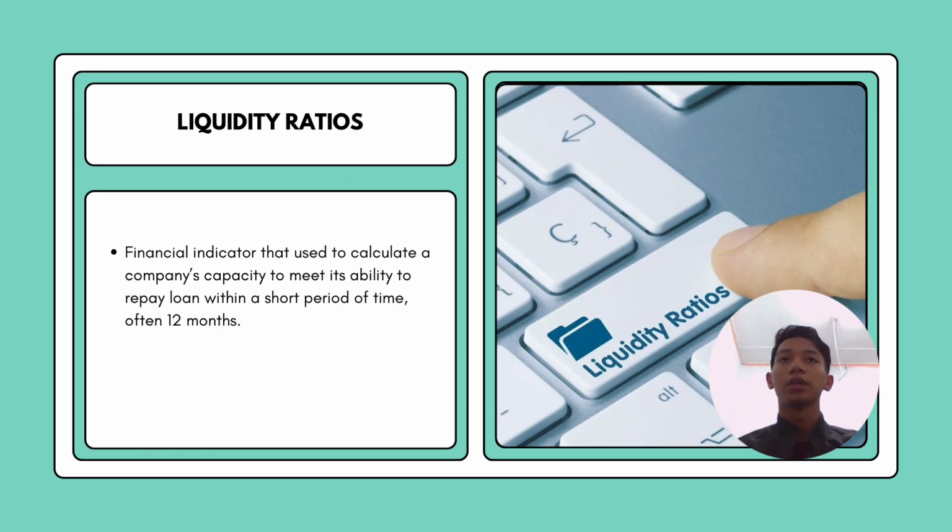Okay, so for the first question in the assignment rubric, I take the liquidity ratios part. So, what is liquidity ratio? Liquidity ratio is a financial indicator used to calculate the company's capacity to repay loans within a short period of time, meaning within 12 months.